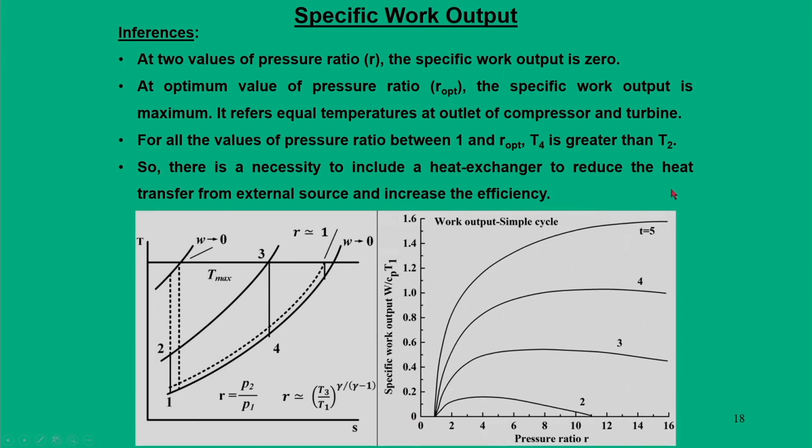So, this particular study gives some important inferences: at two values of pressure ratio the specific work output is 0, and at the optimum value of pressure ratio the specific work output is maximum, and it refers to equal temperature at the outlet of the compressor and turbine.